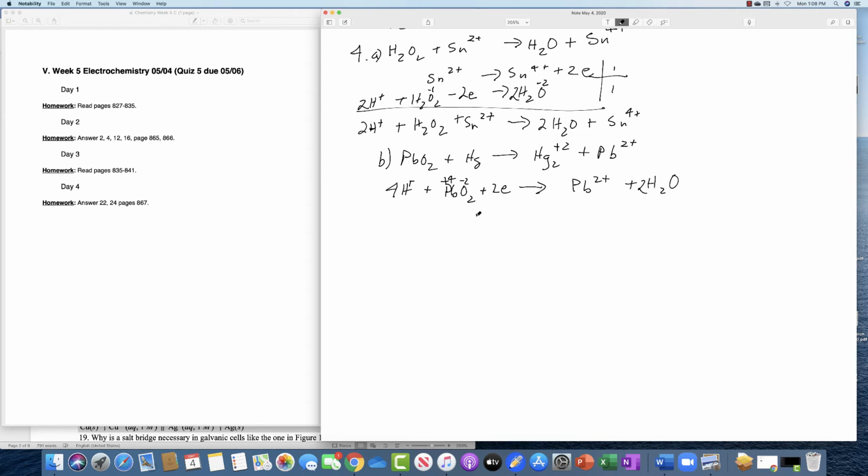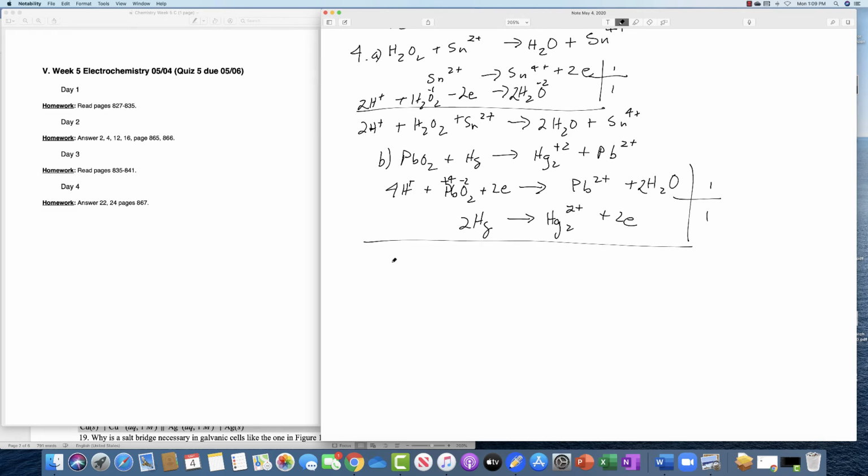The other half of this is Hg, and we're going to say 2 of these because we have 2 on this side, goes to form Hg2 2+. Now in order to do that, we're going from 0. Each of these is 1+, so 2 of these, we're going to add 2 electrons to this side. Because you have 2 electrons here and 2 electrons here, that balances, so you don't have to multiply it by anything.